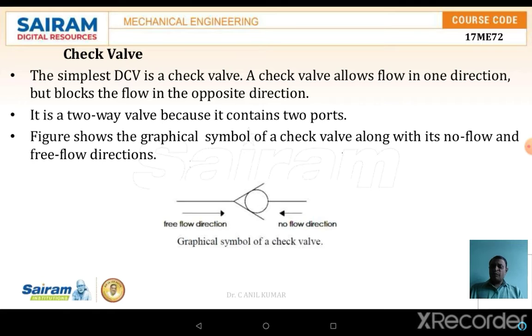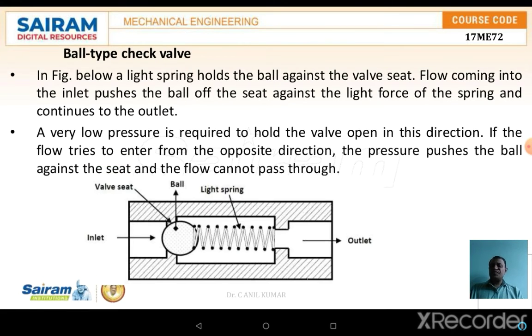But the free flow will be in the forward direction, and the no flow will be in the reverse direction. The figure shows the graphical as well as the symbolical representation of the check valve along with the no flow as well as the free flow direction.